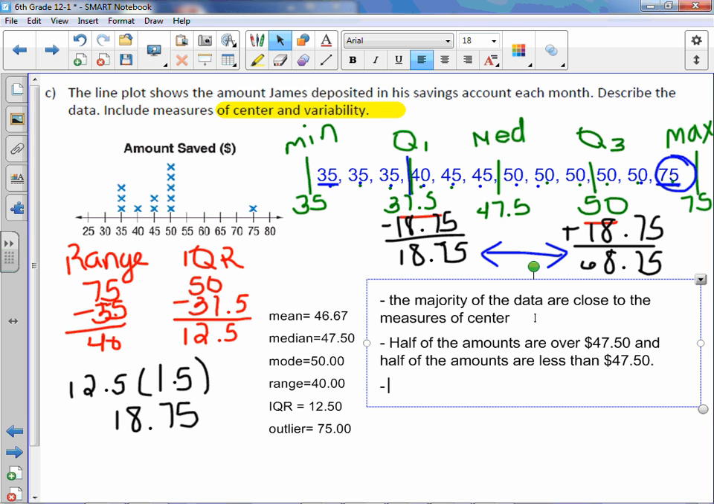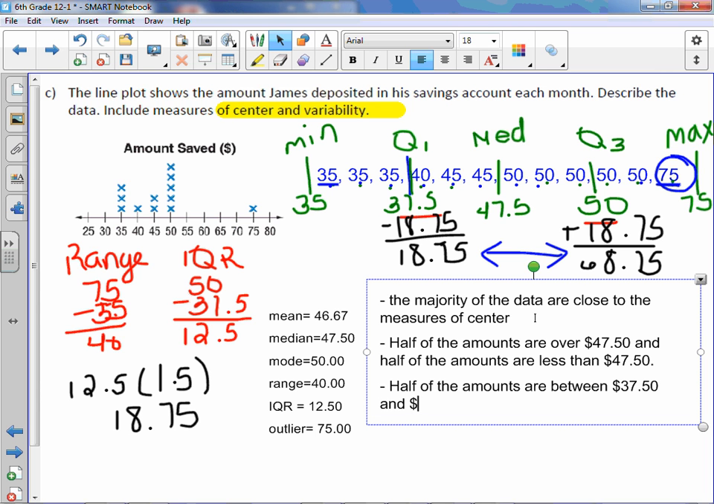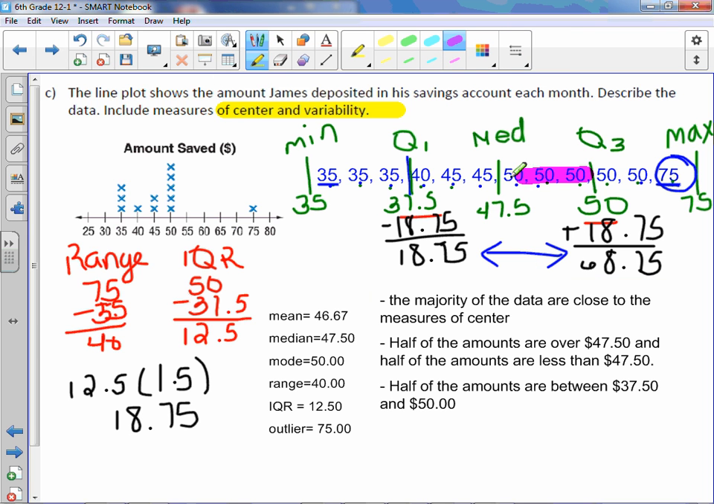I'm also going to jot down that half of our amounts are between, and I'm going to list our first and third quartile, $37.50 and $50. So with our interquartile range, half of my data is here, between $37.50 and $50. There are 6 data values here out of a total of 12, so that's also where half of my data is.